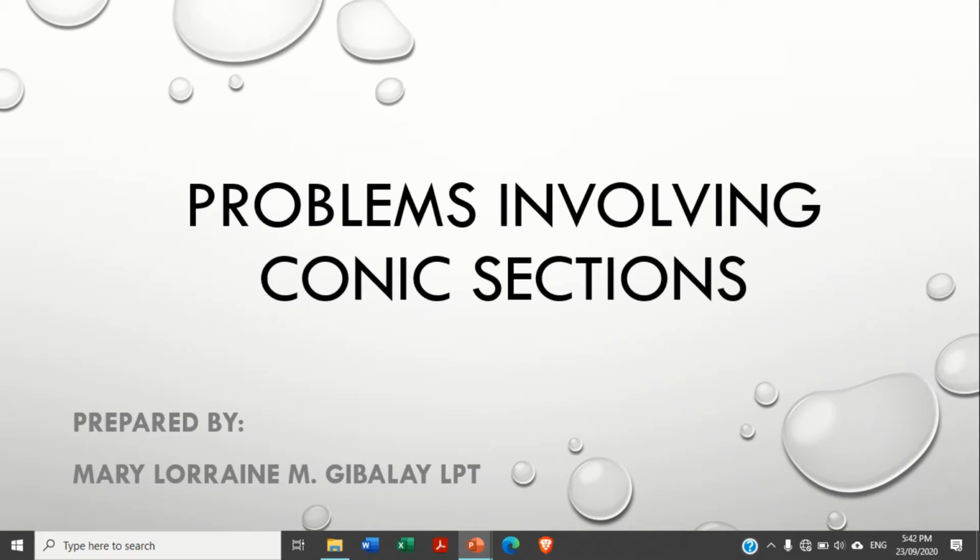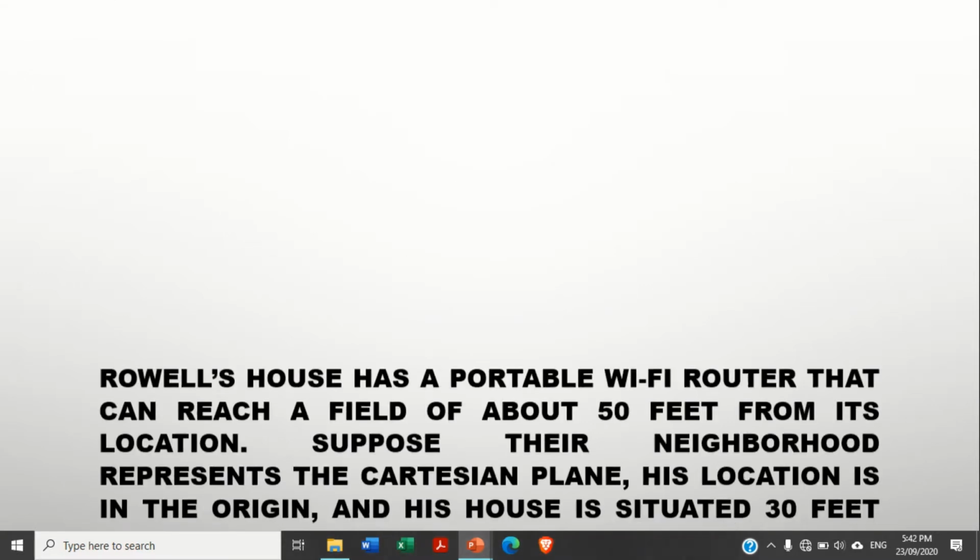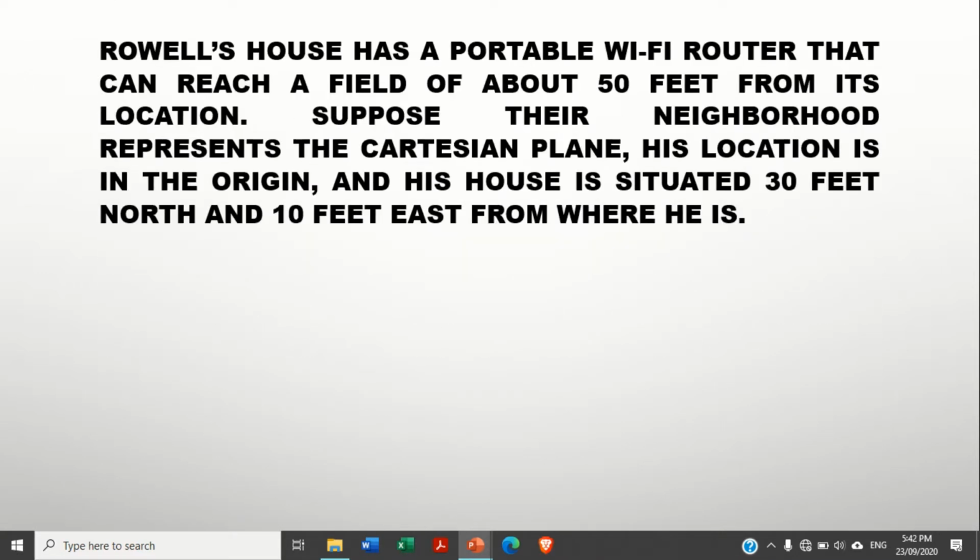Problems involving conic sections. We have the first problem. Rowell's house has a portable Wi-Fi router that can reach a field of about 50 feet from its location. Suppose their neighborhood represents the Cartesian plane. His location is at the origin, and his house is situated 30 feet north and 10 feet east from where he is.